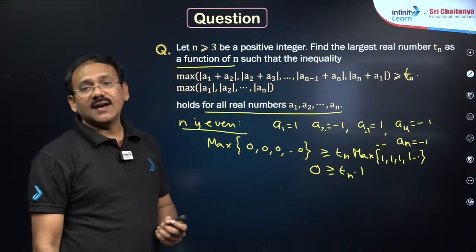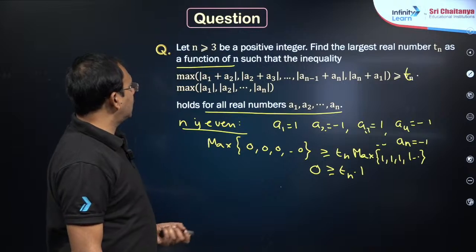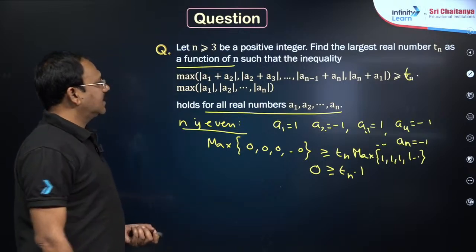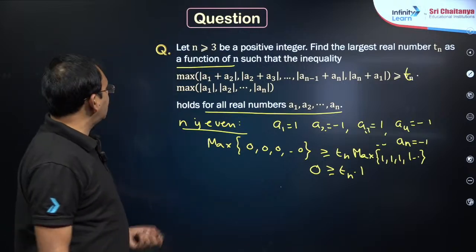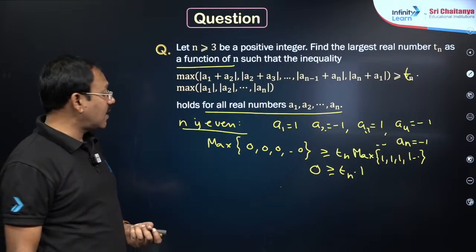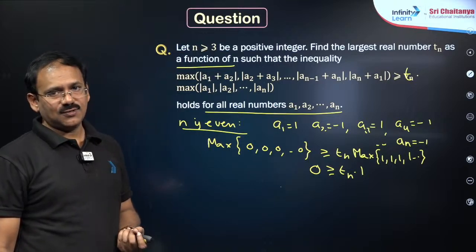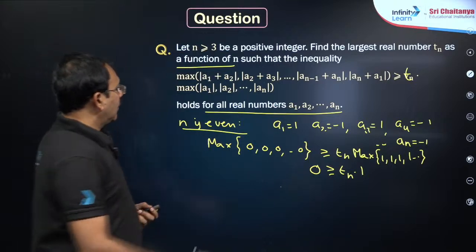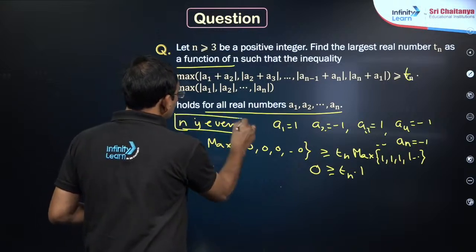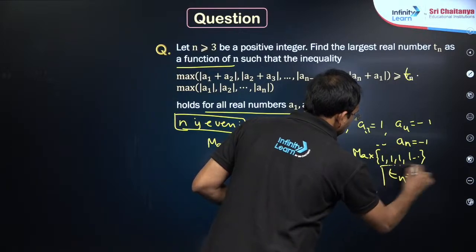which is impossible unless Tn is 0, right? So Tn is 0. So I can say, my dear friends, 0 is greater than or equal to Tn into 1 means Tn must be 0, dear students, right? So case 1, when n is even, Tn is equal to 0 is the answer.